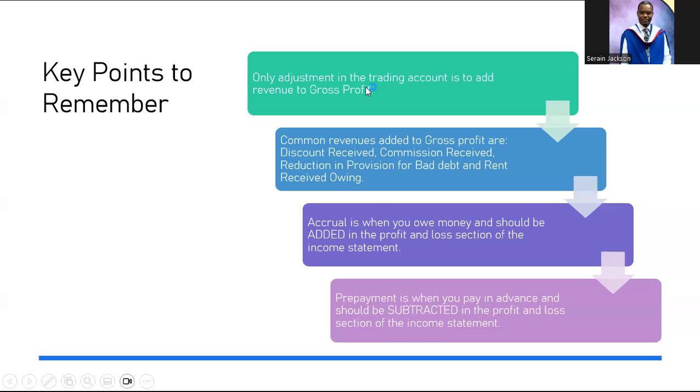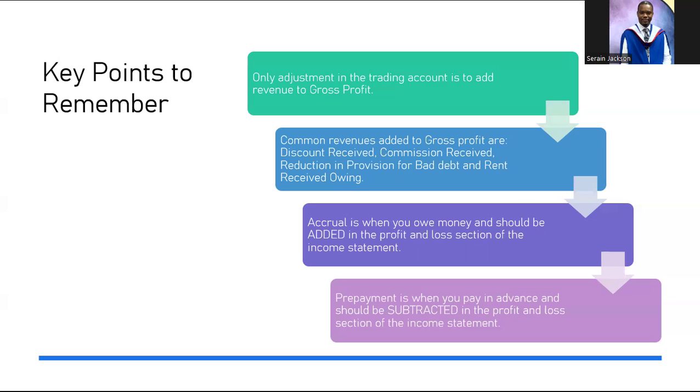And now you need to remember these two terms. We call them accrual and prepayment. Very important. An accrual is when you owe money. You owe something, maybe it's an expense. It's normally expenses you owe. You don't pay off all the money. That is what an accrual is.